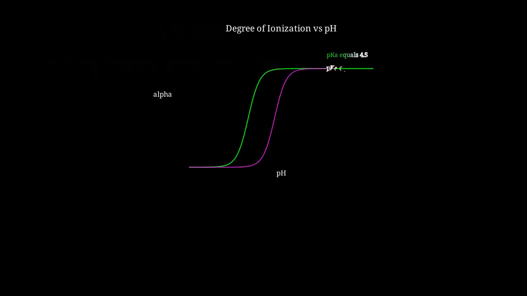This graph shows the degree of ionization as a function of pH for two different polymers with pKa values of 4.5 and 6.5. Notice the sigmoid transition around the pKa value.